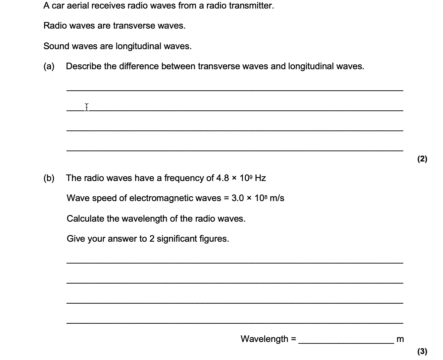So transverse waves, both types of wave have vibrations, both types of wave transfer energy. The difference is in the relative direction of those two things. So in transverse waves, the direction of energy transfer is perpendicular to the vibrations. In longitudinal waves, the vibrations are parallel to the energy transfer.